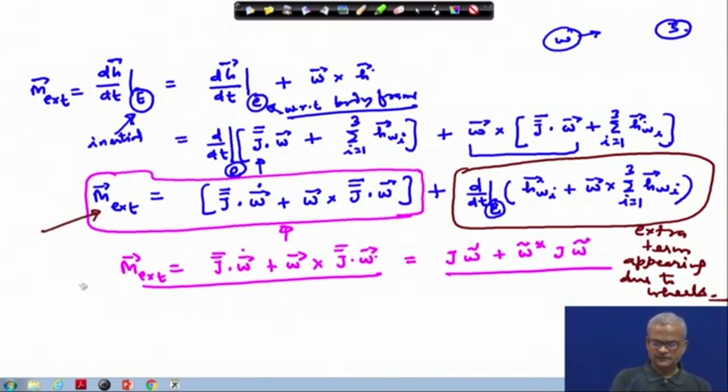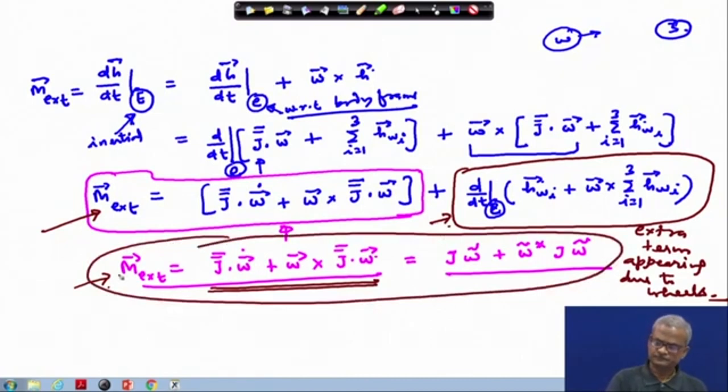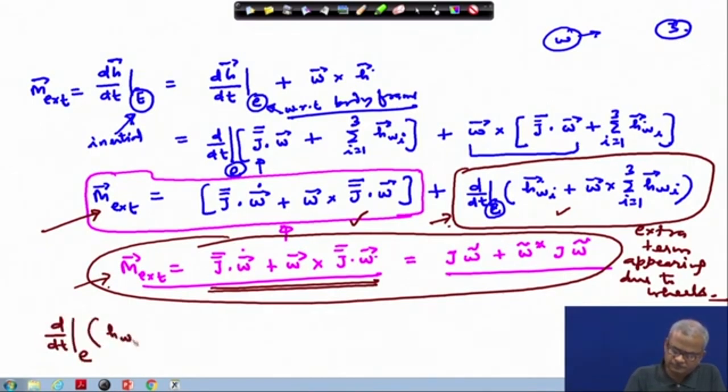Okay. This term is as usual the external torque applied on the system, and this is your basic Euler's dynamical equation. So, this part is your extra part. Now, we have done this part, we need to work out this part. So, d by dt, we can do it on the next page.